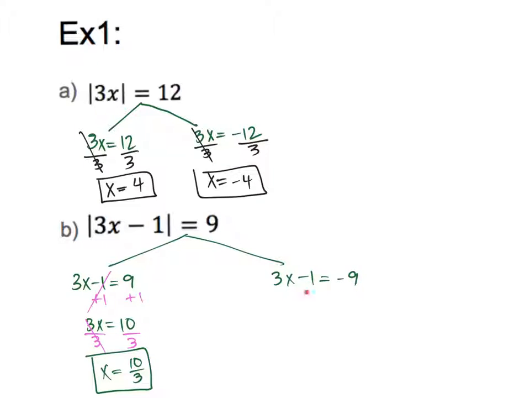So we're going to do that same thing here. We're going to add 1 to both sides first. That's going to cancel, so we have 3x equals negative 9 plus 1, which is negative 8. Divide that by 3. That cancels, so x is equal to negative 8 over 3, which can't reduce nicely, so I'll just leave that as it is.